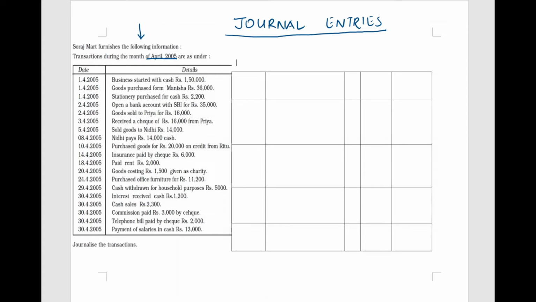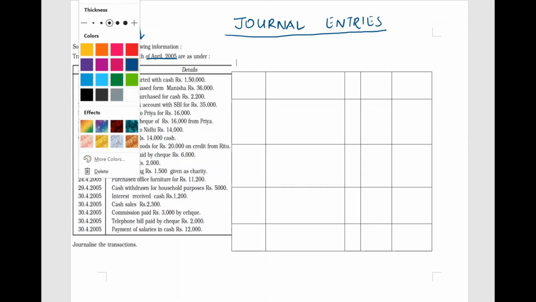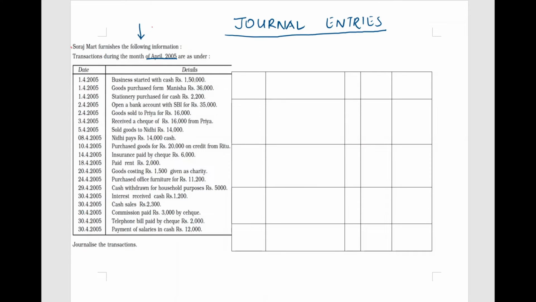Now here I've taken example of Suraj Mart. Suraj Mart furnishes the following information. Transactions during the month of April. These are as under. So on 1st of April, he started his business with rupees 1,50,000. Then again on the same day he purchased goods. So all these transactions we are going to write it here.